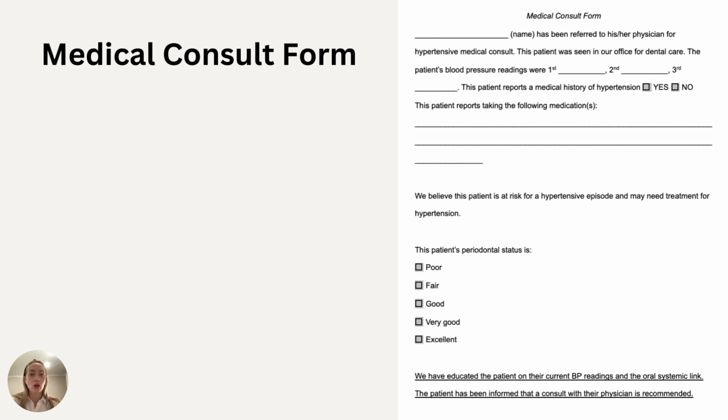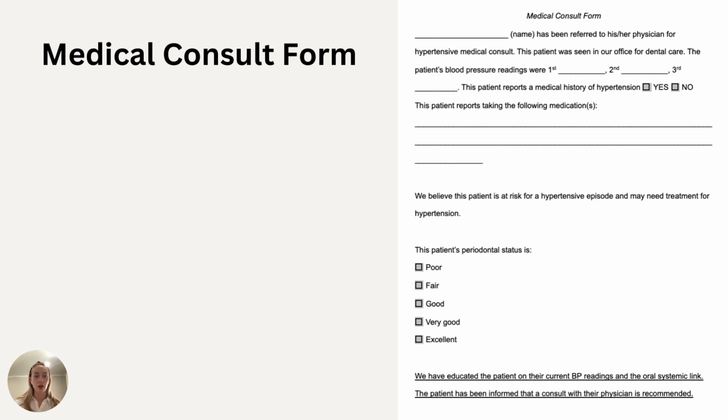So the medical consult form is simply a little fill in the blank and pretty self-explanatory. It says: blank, the name of the patient, has been referred to his or her physician for a hypertensive medical consult. This patient was seen in our office for dental care, and the patient's blood pressure readings were.